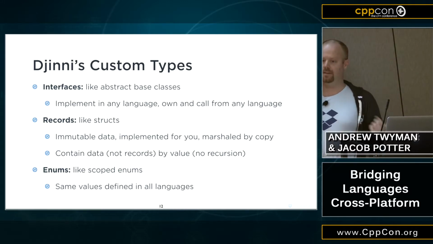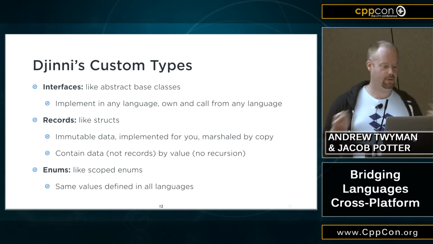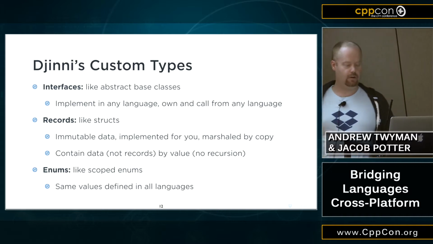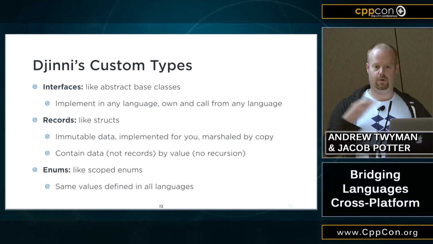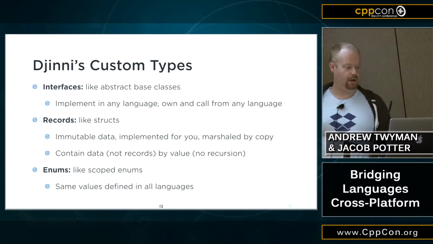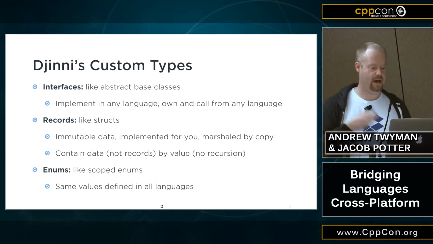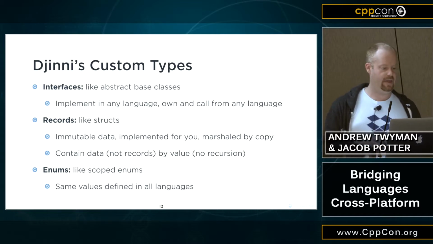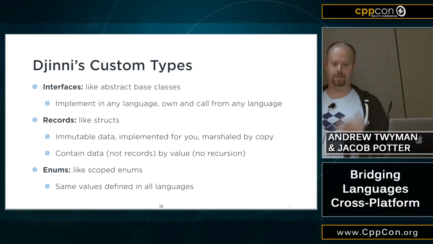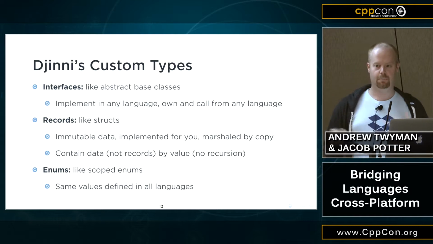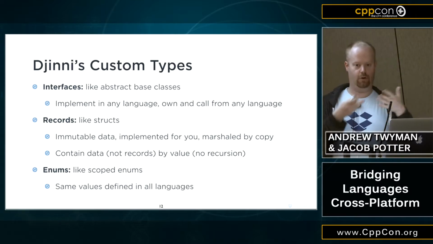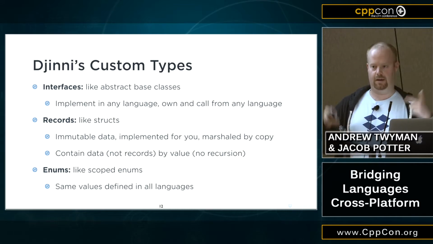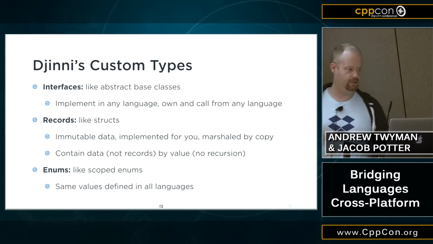Interfaces are like an abstract base class in C++. You can implement it in any language, call it from any other language. We have records. Think of those as structs. They're immutable, or at least immutable through the bridge. They are marshaled by copy, as I mentioned, and they contain other data, which might be records, might be containers, might be primitive values, but not interfaces. And also, they contain things by value, therefore there's no recursion. This isn't a tree that you're building out of your record, it's just a record.